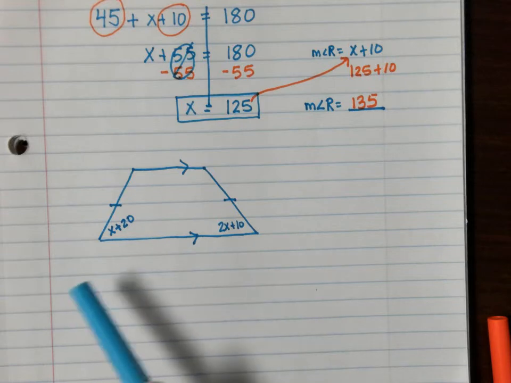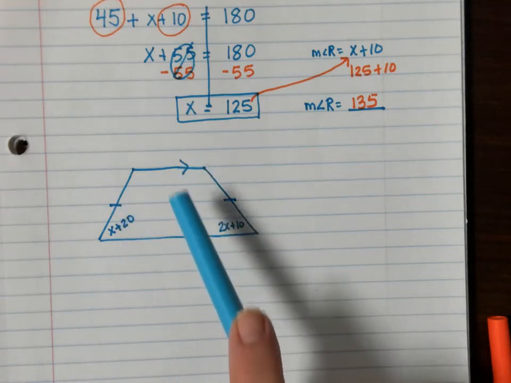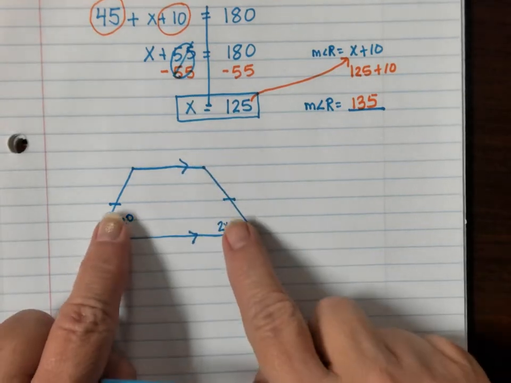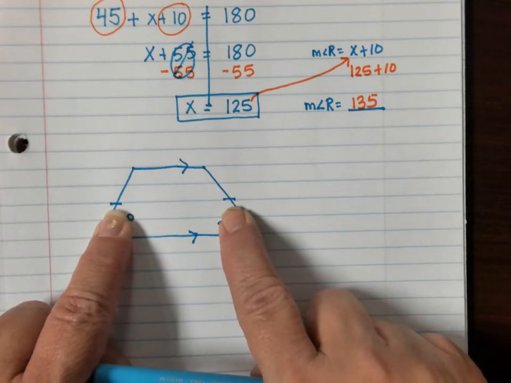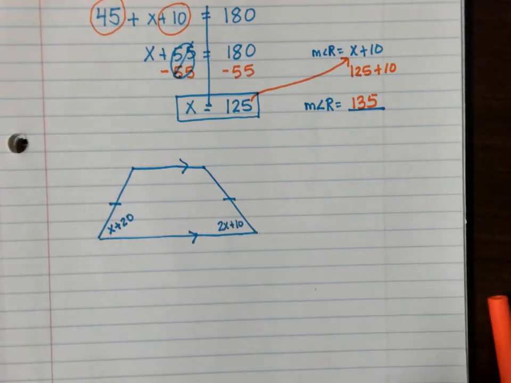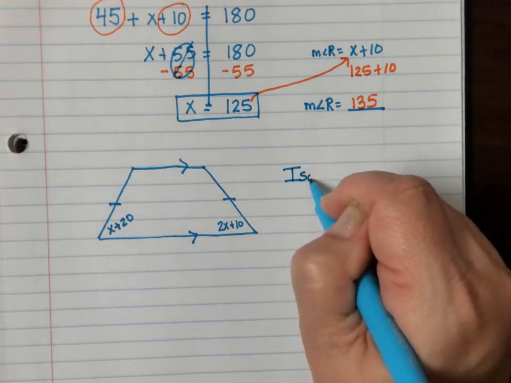Alright, so when we look at this picture, okay, these two sides are parallel, but then these two, and we call them the legs, they're congruent to each other. So this is not only a trapezoid, this is an isosceles trapezoid.